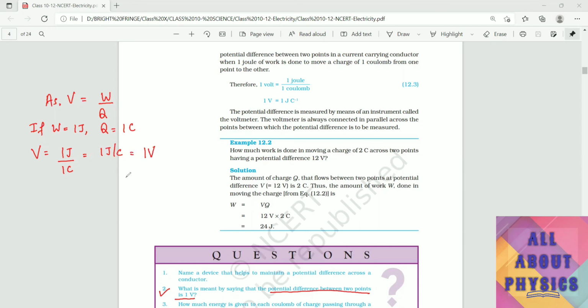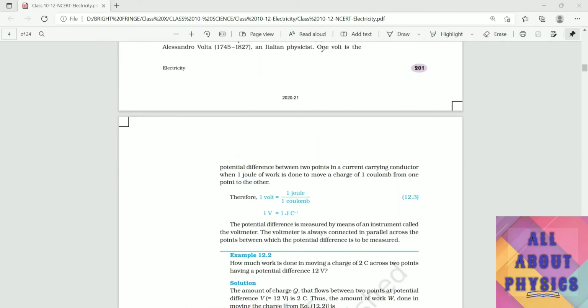So from this, we can conclude that when 1 joule of work is done to move a charge of 1 coulomb from one point to another, then the potential difference is 1 volt. Now please underline the definition of 1 volt in the book. 1 volt is the potential difference between 2 points in a current carrying conductor when 1 joule of work is done to move a charge of 1 coulomb from one point to the other.